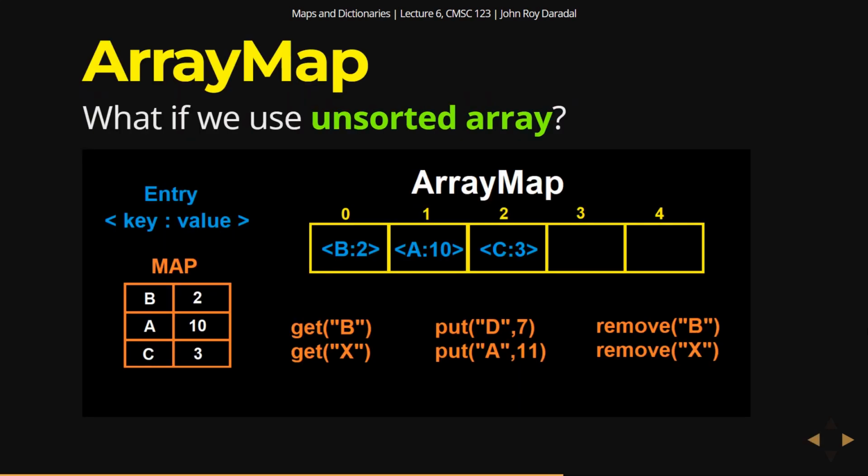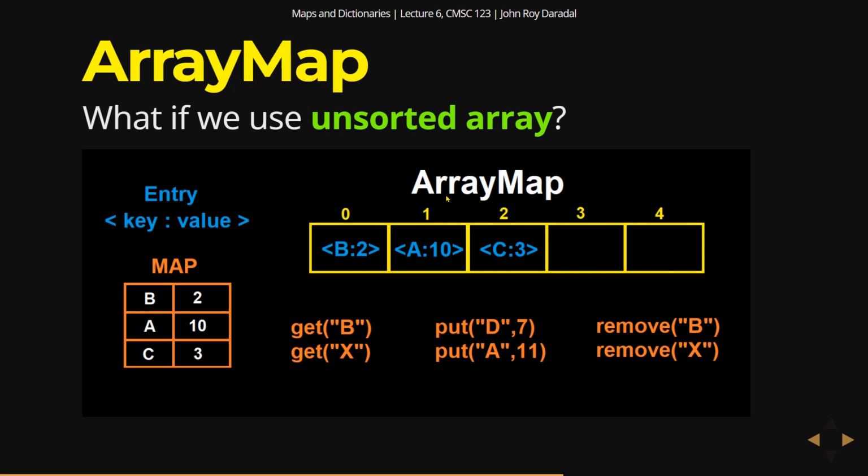Now, how about if instead of a DLL, we used an array instead? So what if we used an unsorted array? Will that improve the performance? Okay, so we have the same map here, B2, A10, and C3, and instead of a DLL, we just use a simple array. Okay, so what would happen?